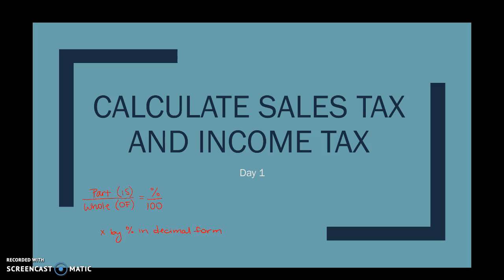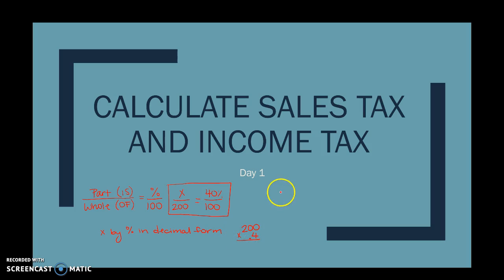Okay, so hopefully you remembered the proportion is over of, or part over whole, equals percent over 100. So if you were trying to find, let's say, 40% of 200 equals X, and it always goes over 100. Another way of solving the same problem would be to multiply the number times the percent in decimal form. So if I'm trying to find 40% of 200, I do 200 times 0.4.